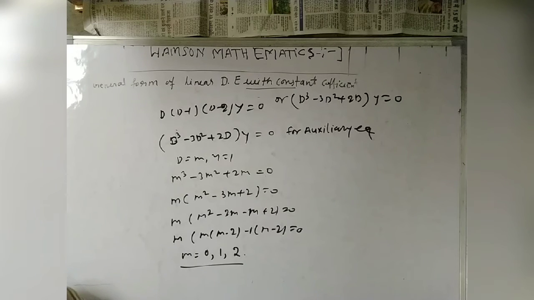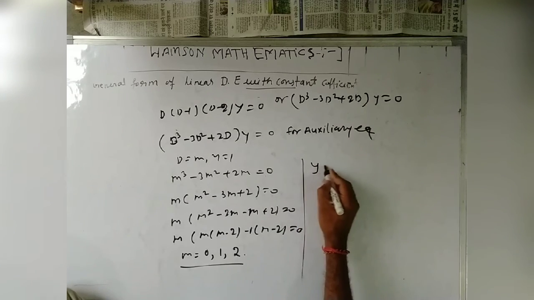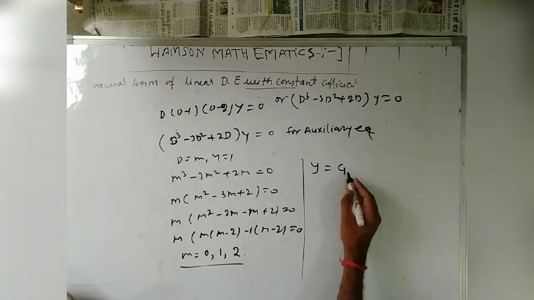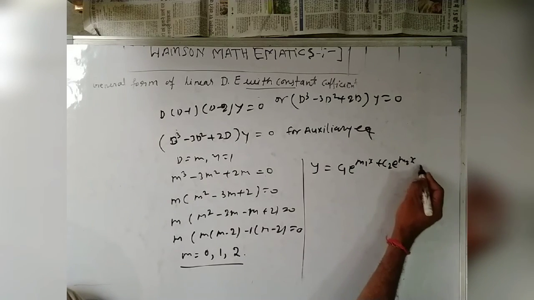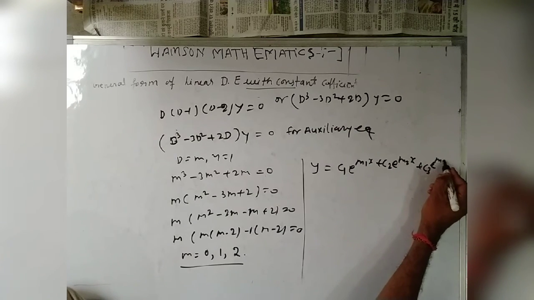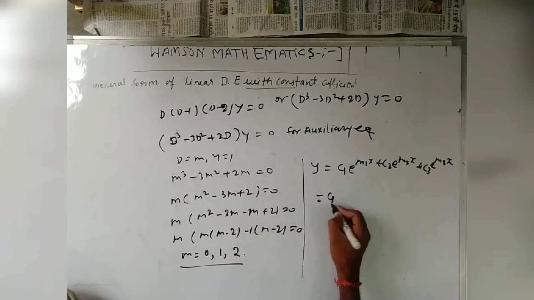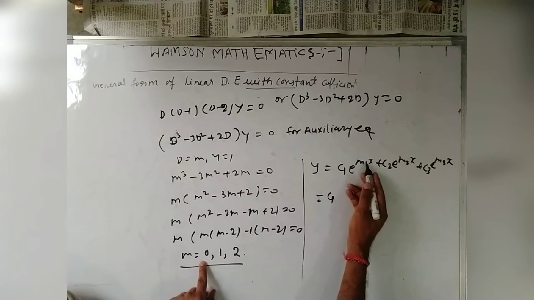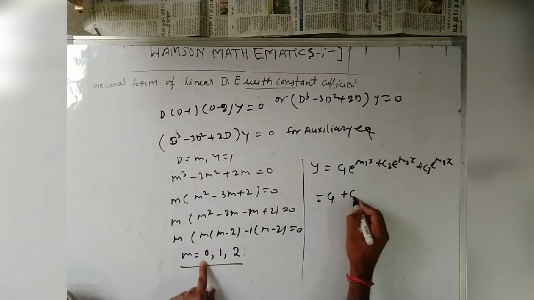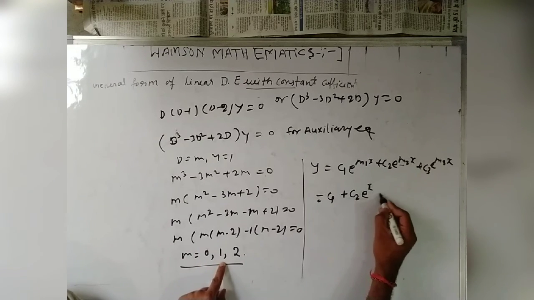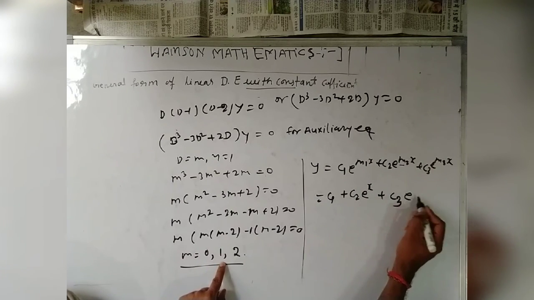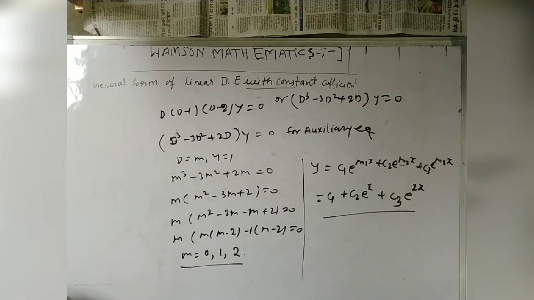Then the solution of these roots. Now solution, y is equal to c1 e to the power m1 x plus c2 e to the power m2 x plus c3 e to the power m3 x. So m1 is 0, so this becomes 1, plus c2 e to the power m2 x, m2 is 1, so e to the power x, plus c3 e to the power m3 x, so e to the power 2x. This is our solution.